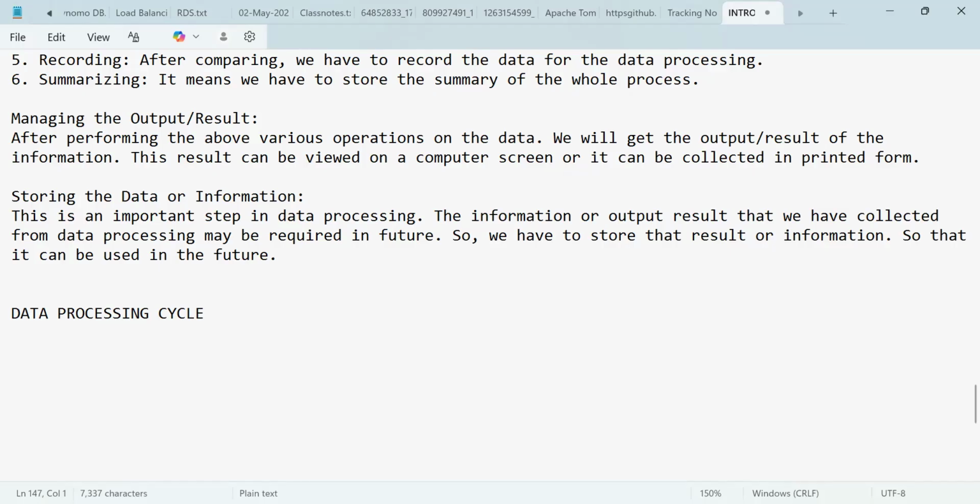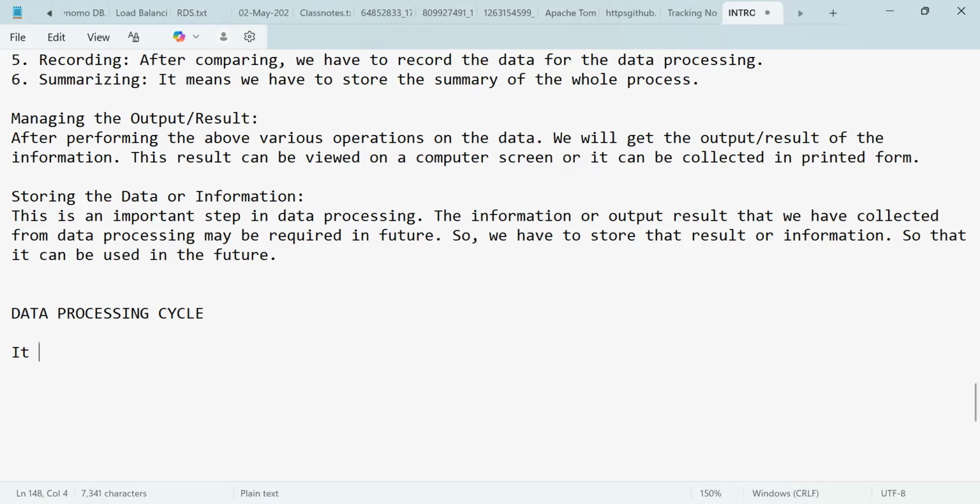So first of all, I'll discuss what is data processing cycle, what are the following processes in the data processing cycle, and what are the methods in the data processing cycle. In this topic I will discuss everything in this data processing cycle.